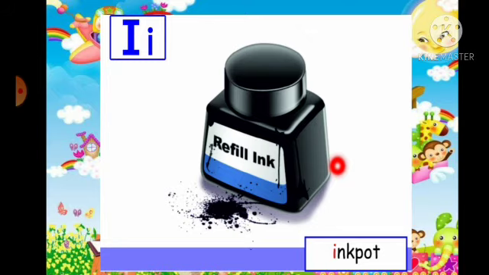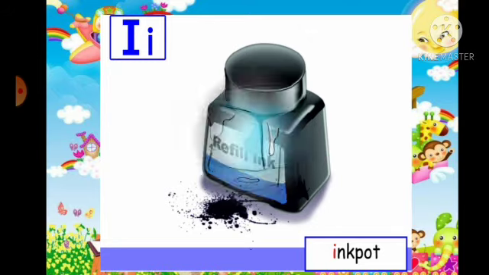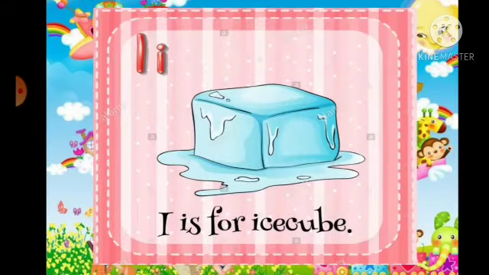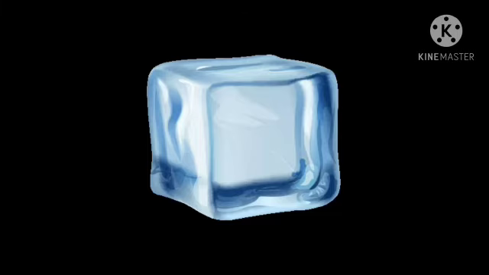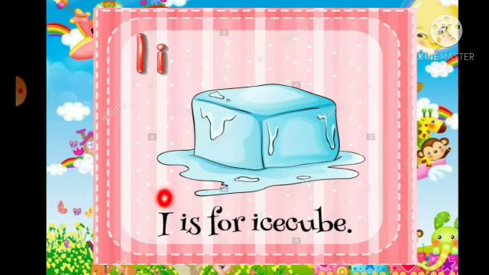Now, let us see our next picture. Hey, what is this, children? Have you seen this? You can see this in refrigerator. What is this? I for ice cube. Children, ice cube is used to keep things cool. So, I as in ice cube. I as in ice cube.